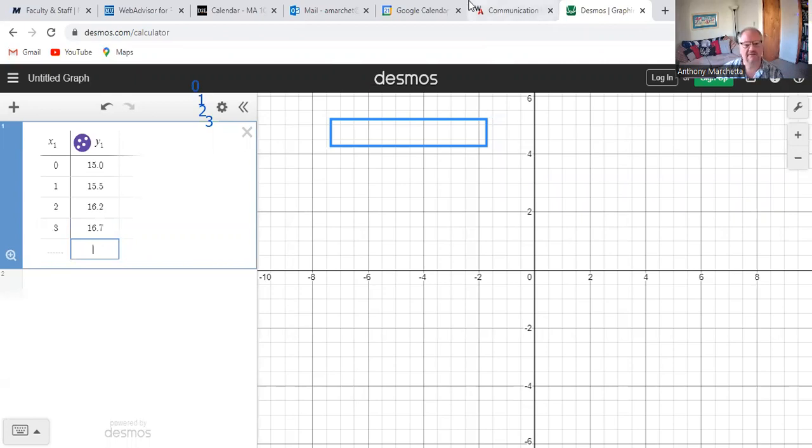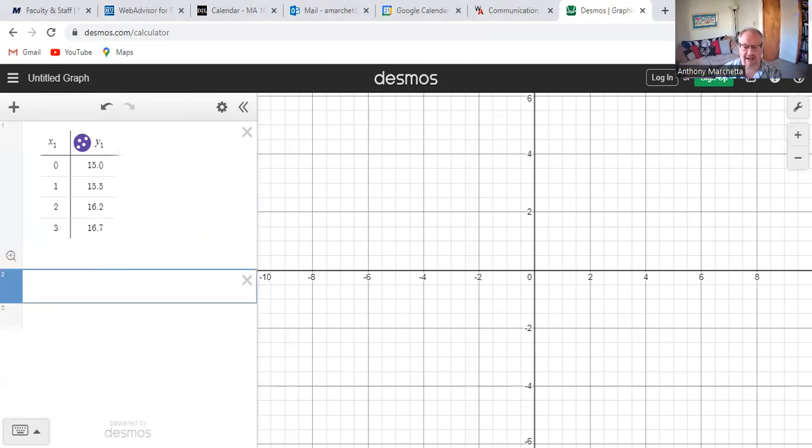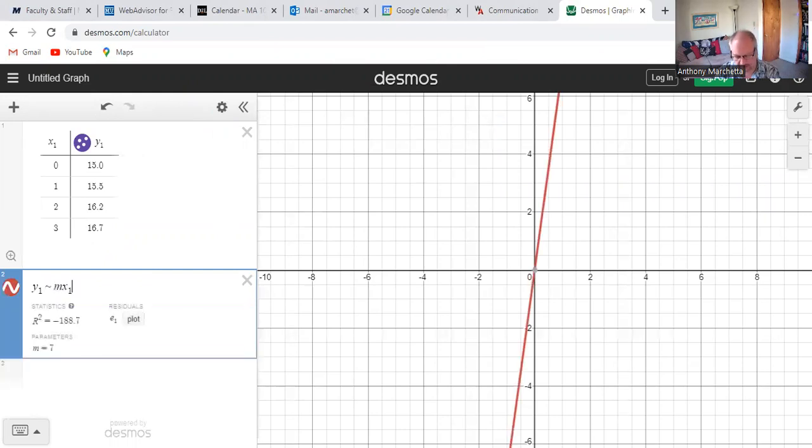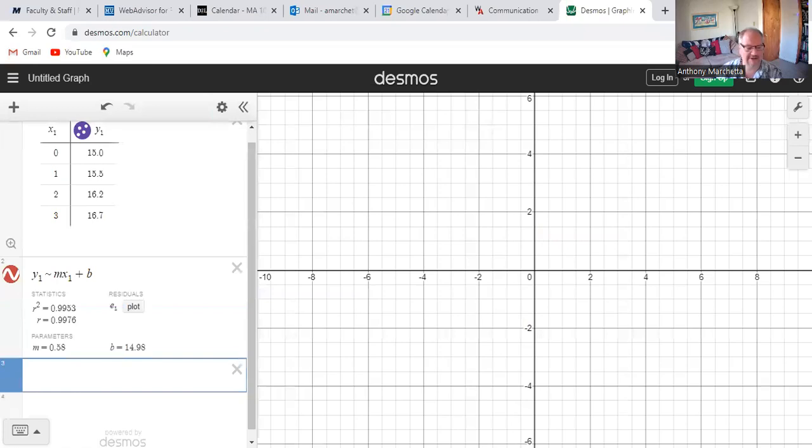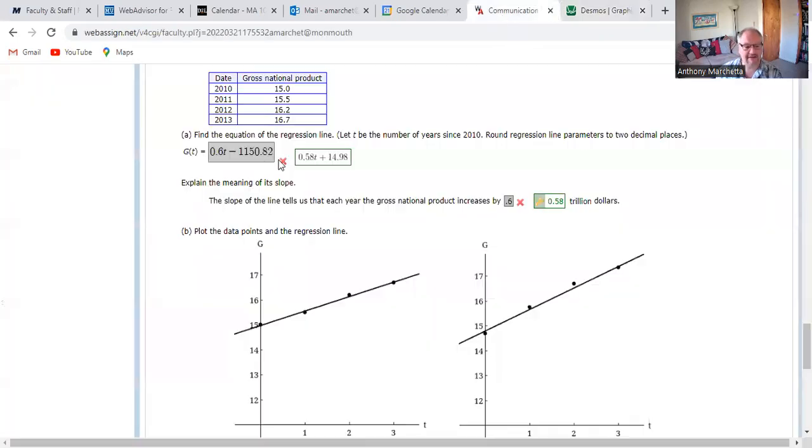Now, let me get rid of my rectangle and my stuff here. All right, let's figure out now the equation of the regression line. First of all, I can't see it, but I don't care yet because I'm not trying to look at the graph yet. I just want the equation of the line. I'll write in y1 is similar to mx1 plus b. And there's the equation of the line using 0.58 for m and 14.98 for b. And there you have it.